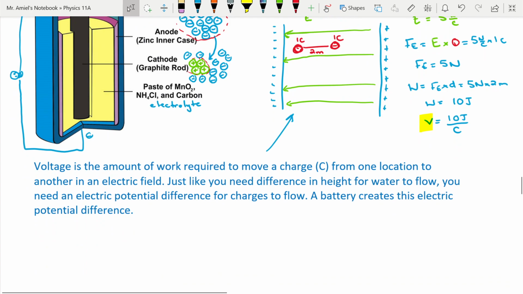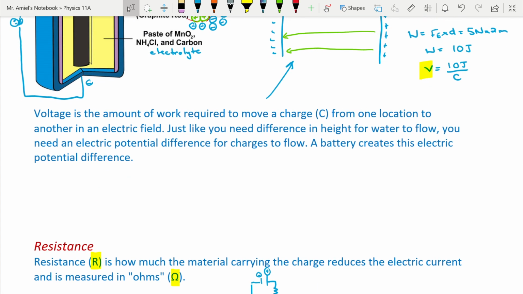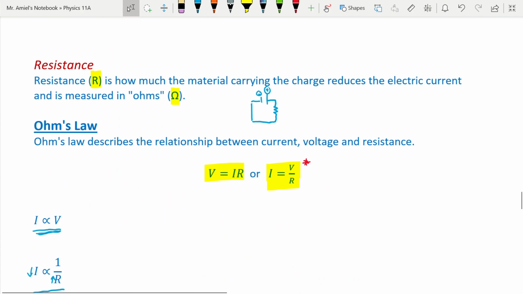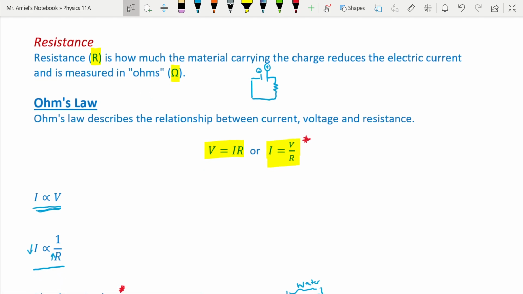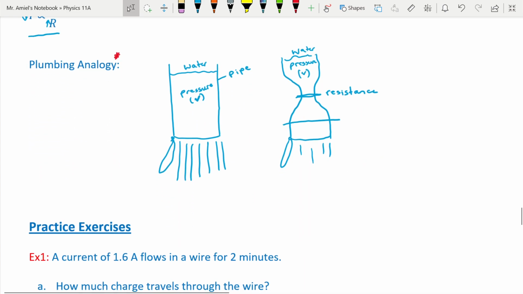And so we wrapped that up by saying that voltage is the amount of work required to move a charge from one location to another in an electric field, and we need that for our charge to flow. Finally, we said our resistance is how much the material carrying the charge reduces the electric current, or how much a resistor is able to reduce the current. And we put these things together using Ohm's law and our handy plumbing analogy here.